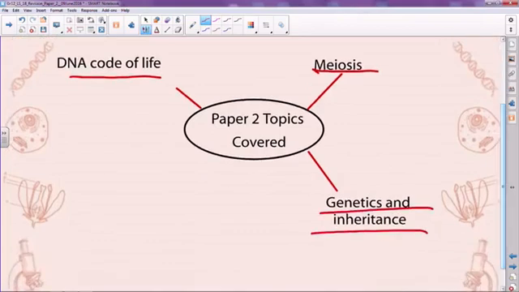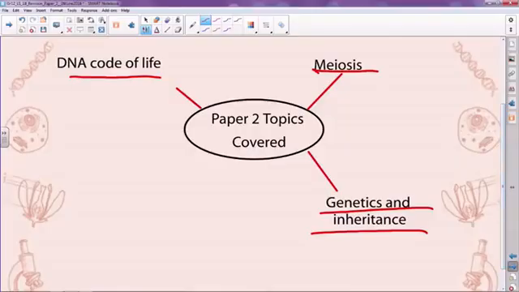Right, so what I'm going to do is give you a couple of questions, and as I give you the answers, I'm going to explain how the answers come about and how you know what to put there. Right, so here we go. I hope you got your thinking caps on, so let's have a look.